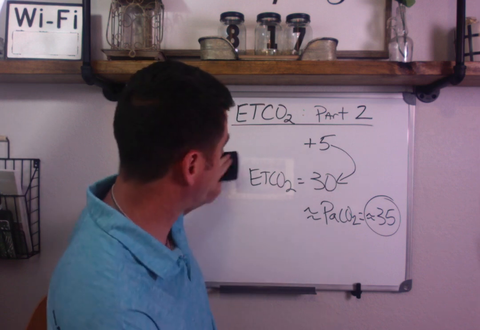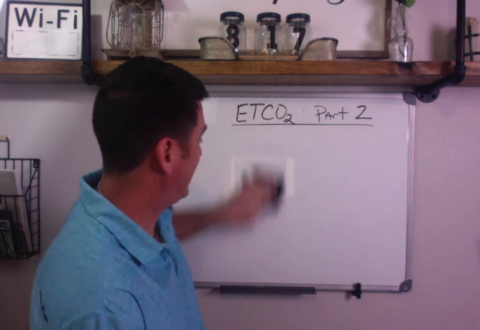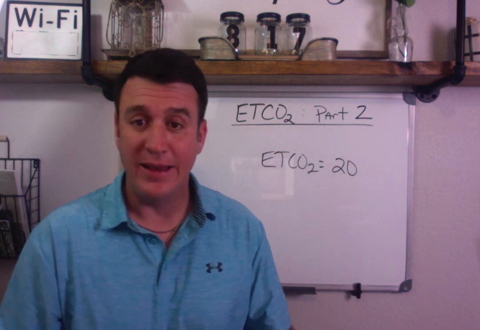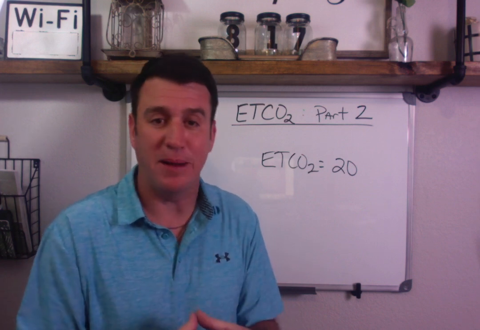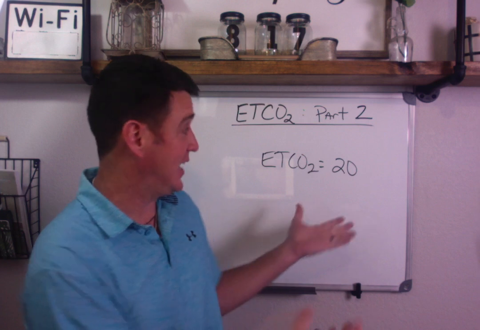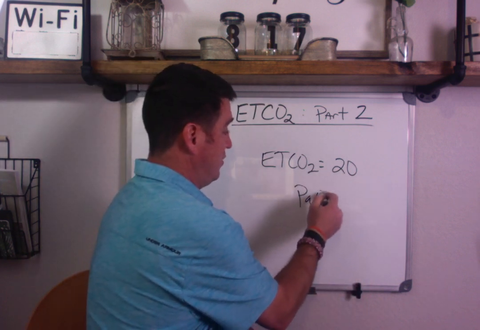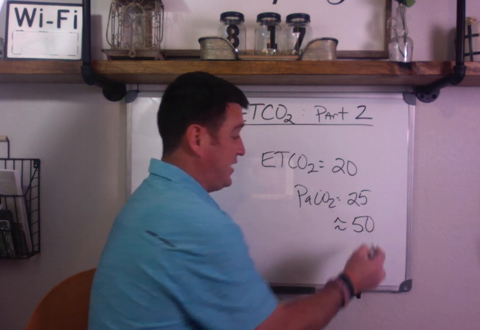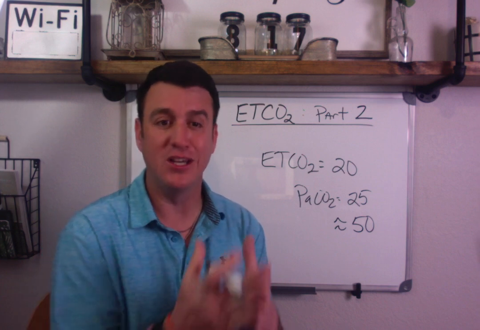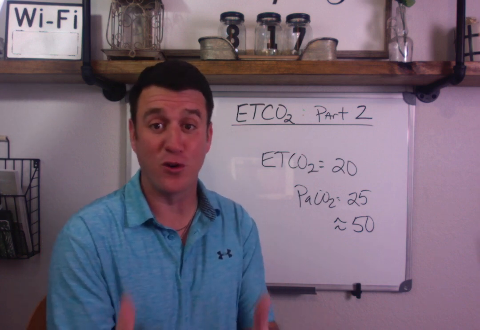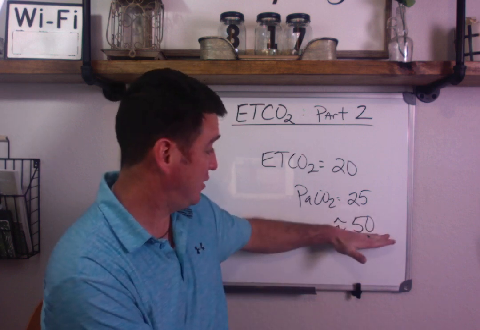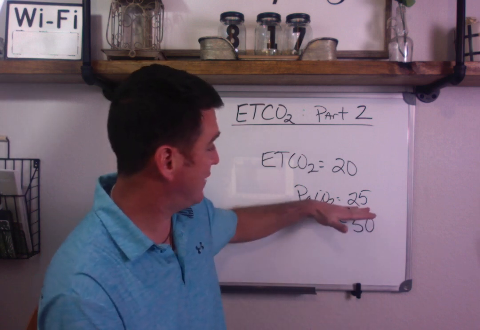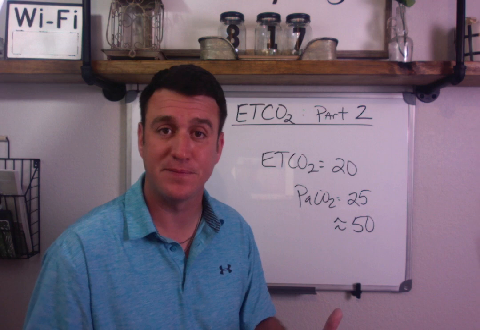So let's say you come into your room and you have a patient who has an end-tidal CO2 that equals 20. Now, if you don't know your gradient and you don't know anything about your patient, then you don't know if that's telling you that your arterial CO2 is approximately 25 or maybe approximately 50. You don't know because you don't know what your gradient is. See, if your gradient was plus 30, then you have a CO2 of approximately 50. If your gradient was plus 5, like in the previous example, then you have a CO2 of approximately 25.